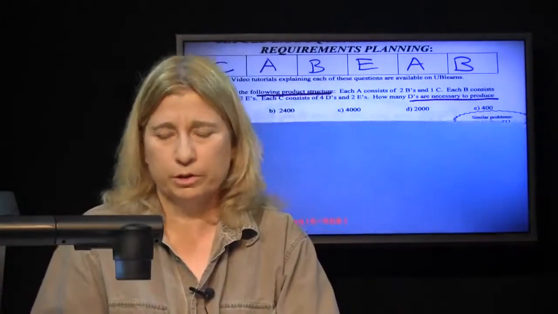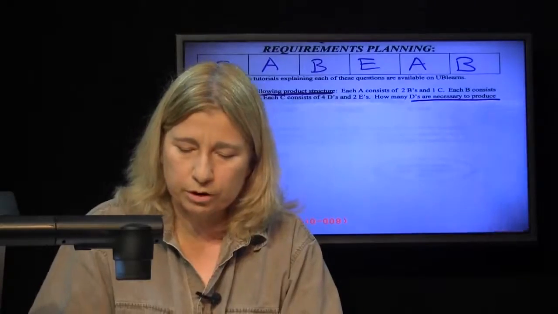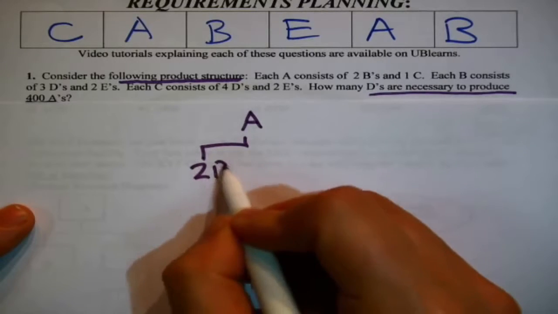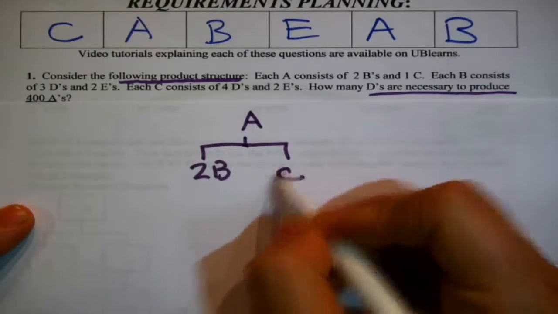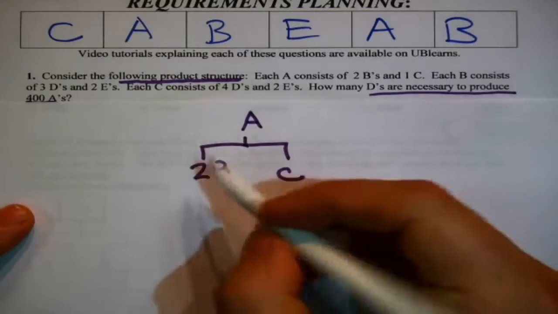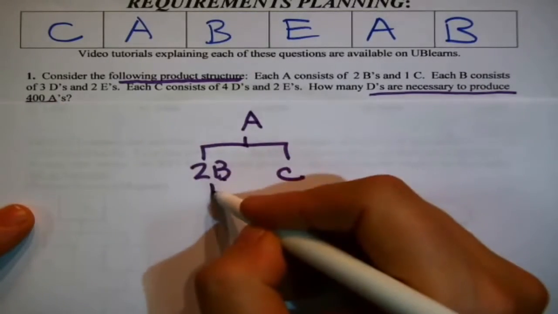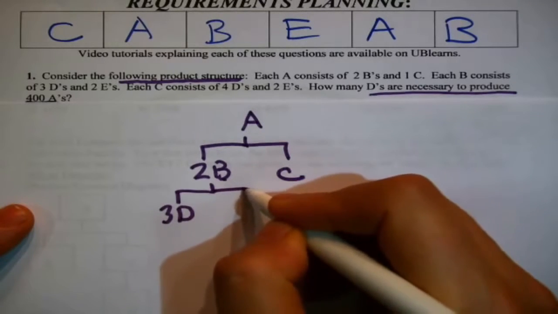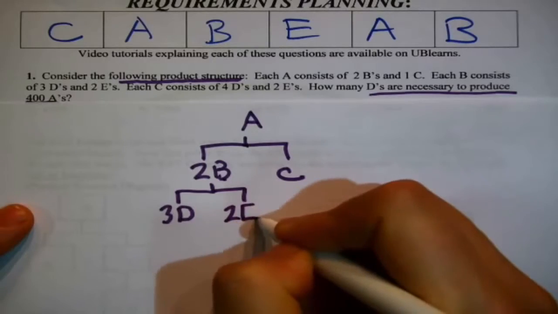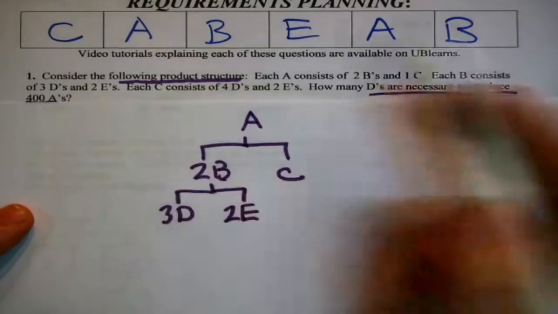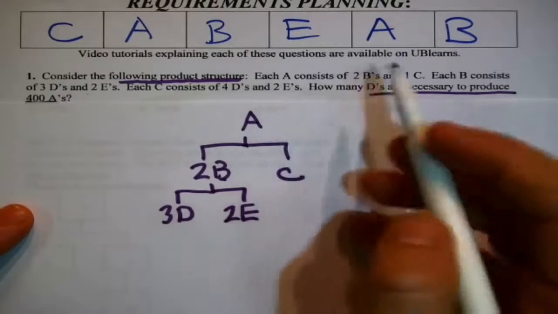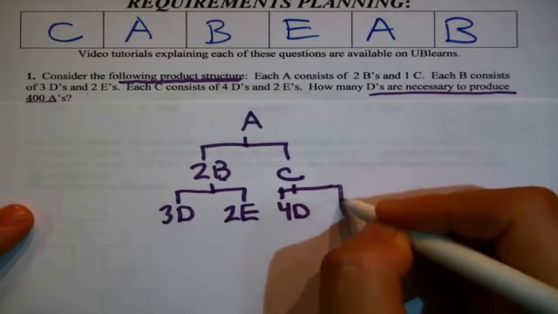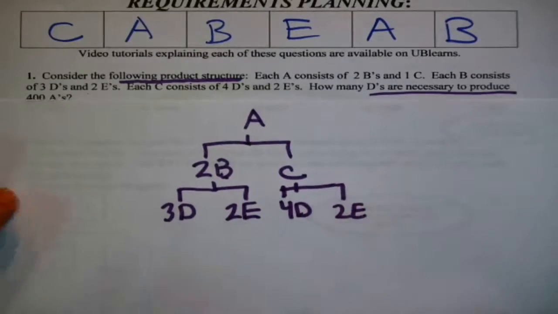I would draw a picture myself because we know what a product structure looks like. Each A consists of, how would we draw this? 2 B's, and I'm not going to write the 1, but 1 C, right? Each B consists of 3 D's and 2 E's. So in a proper bill of materials, the branches would show what you need to make each of the parents, so it would look like that, and other information. Each C consists of 4 D's and 2 E's.